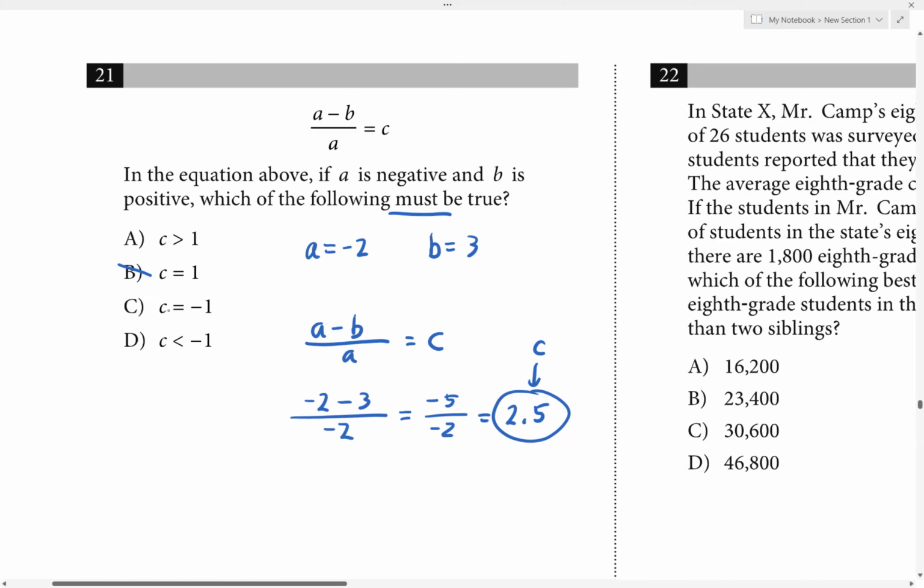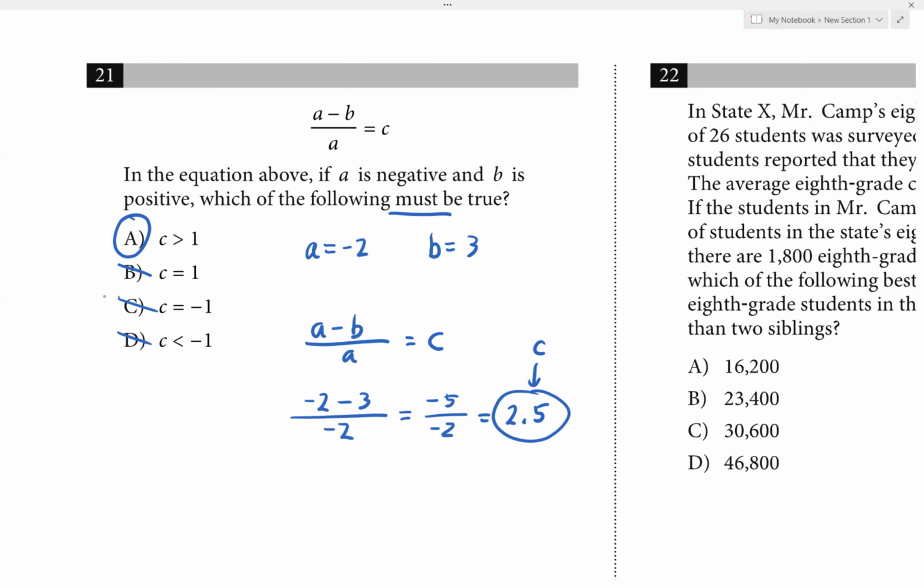Choice C says similarly, for the same reason, C is equal to -1. That's not true, right? We just got C equal to 2.5. And D says C has to be less than -1. Is that true? Well, no, right? We got C is 2.5. So it's positive and not less than -1. So we can eliminate D. It just happened that we eliminated all three of them, so it has to be A then. So A has to be our correct answer.